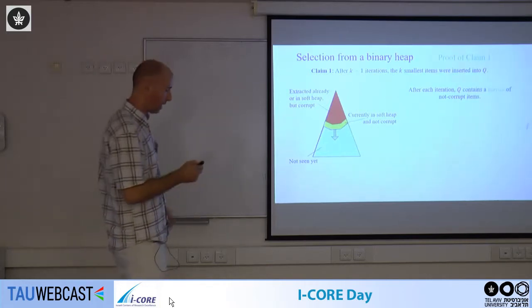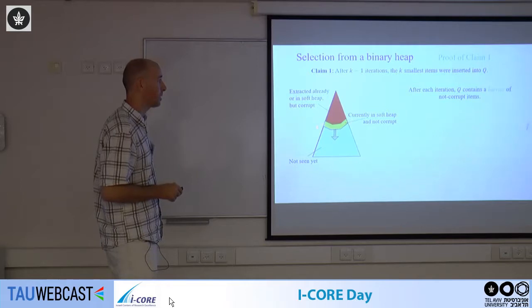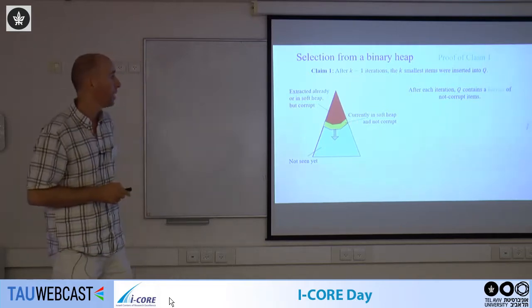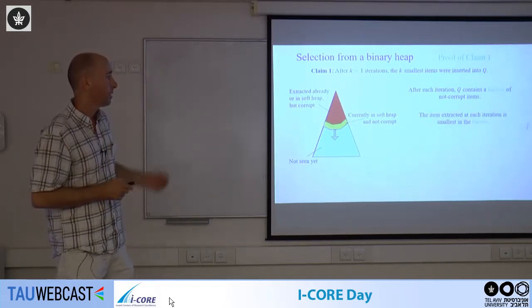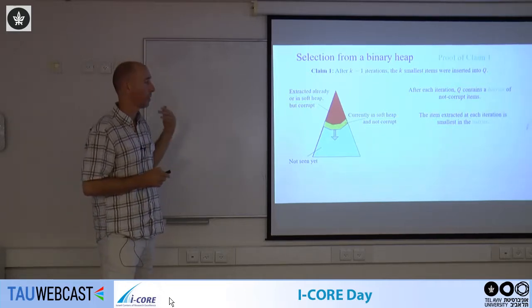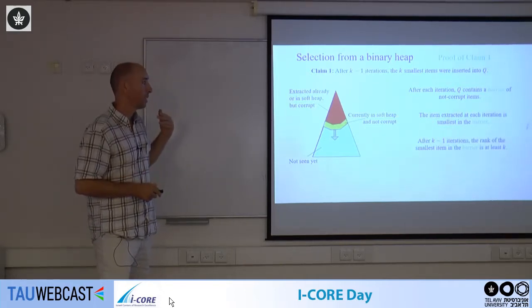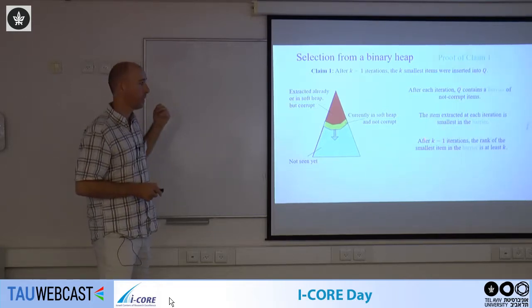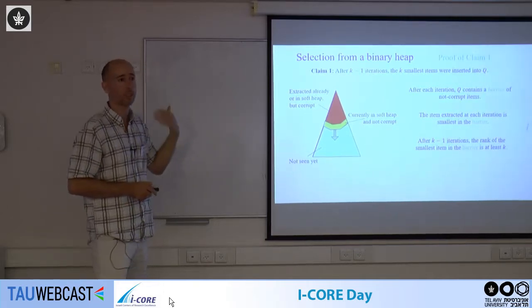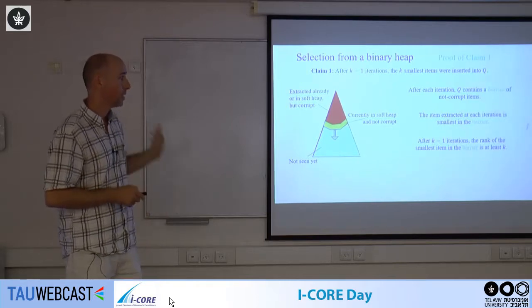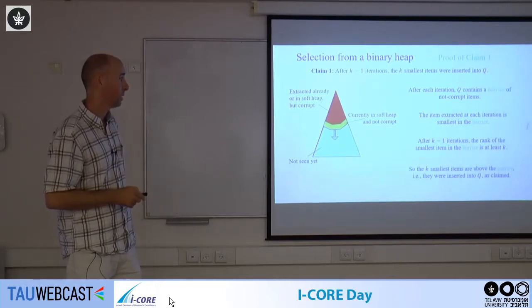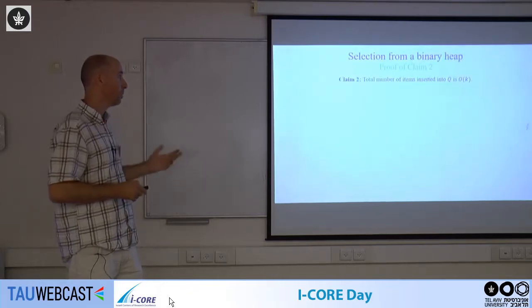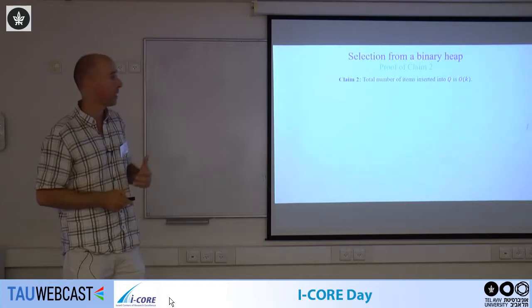So as I said, we always have this barrier, which are the elements currently in the soft heap and not corrupt. And we have the property that what we extract is always the smallest on this barrier. And also, it's always larger than what we previously extracted from the barrier. So in k-1 iterations, we had to extract at least the k smallest elements. So this is all.